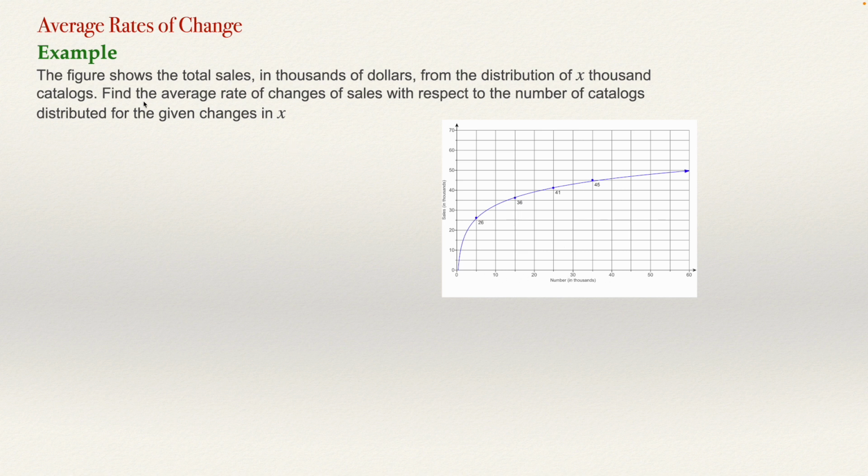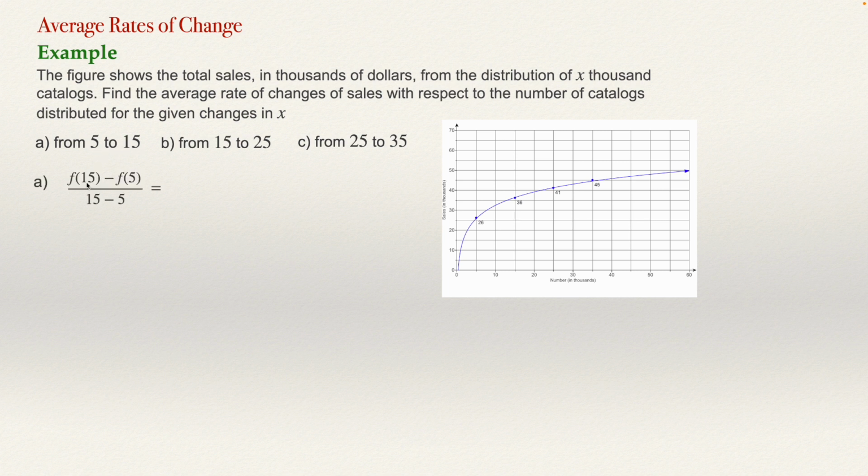So we want to find the average rate of change of sales with respect to the number of catalogs distributed for the given change in x. These are the changes in x: A is from 5 to 15, so from 5,000 to 15,000. B will be from 15,000 to 25,000, and C from 25,000 to 35,000. If I want to do this, then the average rate of change in A will be the value of the function at 15 minus the value of the function at 5, divided by 15 minus 5.